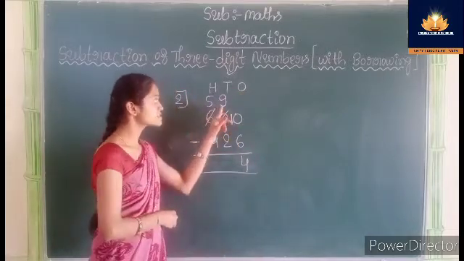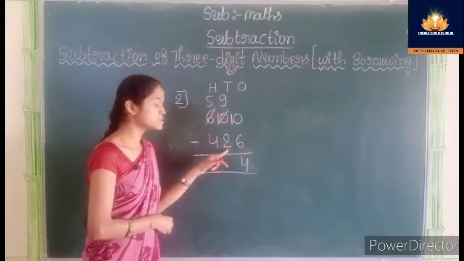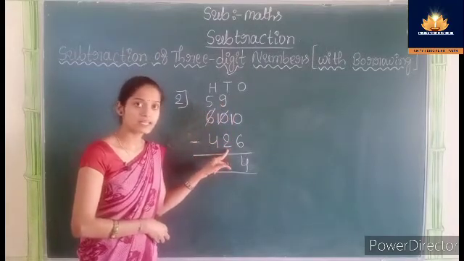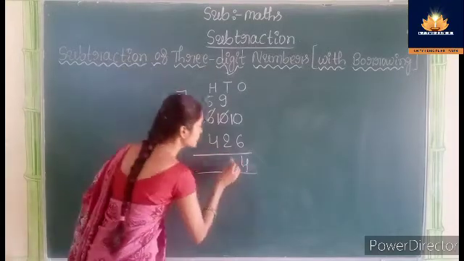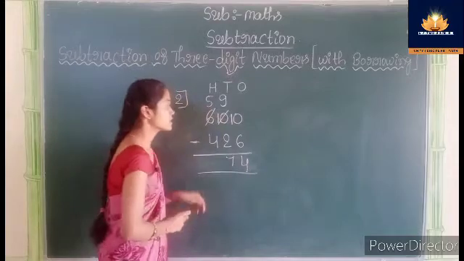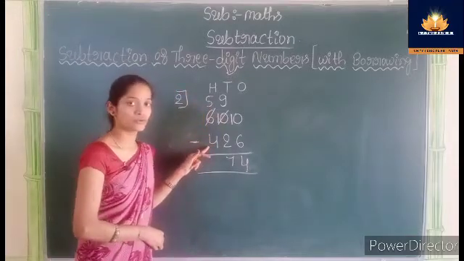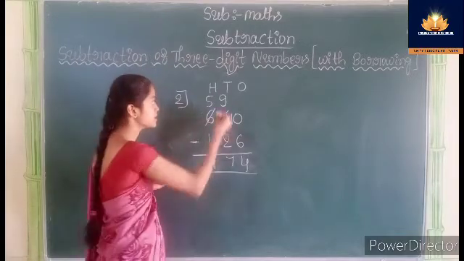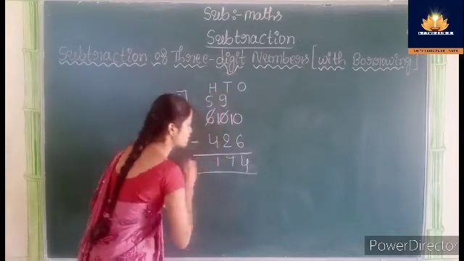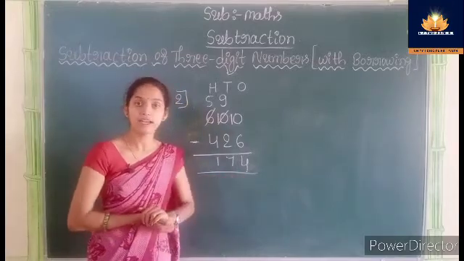In tens place now we have 9 tens. 9 minus 2, that is 7, and that 7 should be written in tens place. Then hundreds place subtraction, 5 minus 4, that is 1, and that 1 should be written in hundreds place. We get 174 as a difference.